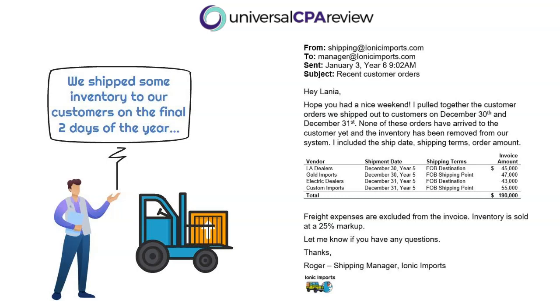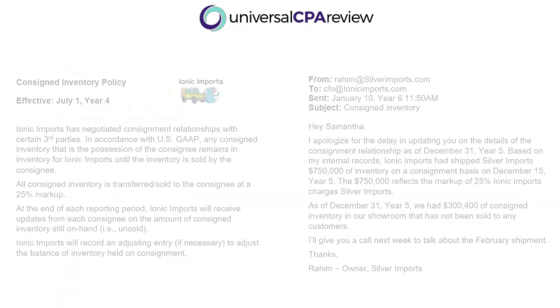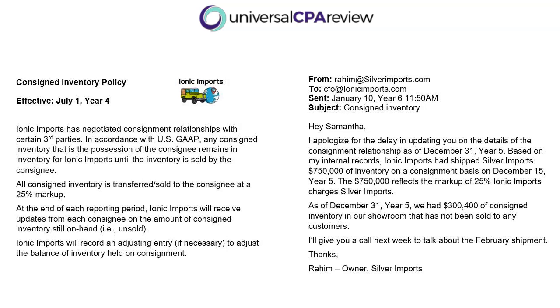And then on the other side, we have inventory that's being shipped to customers, right? So this is inventory leaving the warehouse and going to our customers. And same thing there, we'll have to look at those shipping terms. Now, the next two exhibits relate to consigned inventory. So we have the company's consignment inventory policy. We'll reference that when we get to consignment. And then we also have an email from the consignee, which updates the company basically on the amount of inventory they still have on hand, right? So those are two exhibits related to consignment.